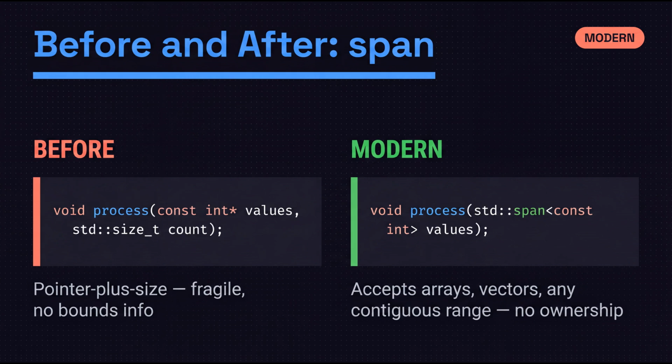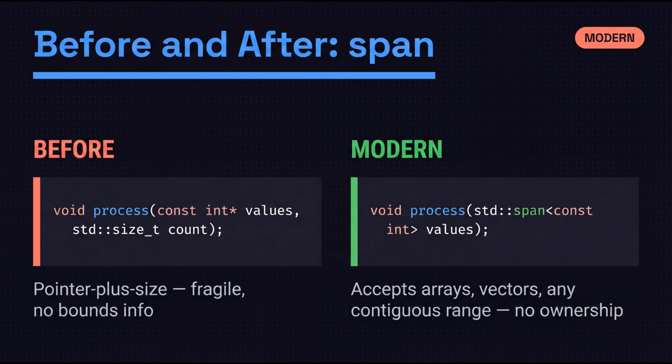Before and after. Span. The old way. A function takes a const int pointer and a size_t count. 2 parameters that must stay in sync. No bounds information. Easy to pass the wrong size. The modern way. A function takes std::span of const int. 1 parameter. Accepts arrays, vectors, and any contiguous range automatically.